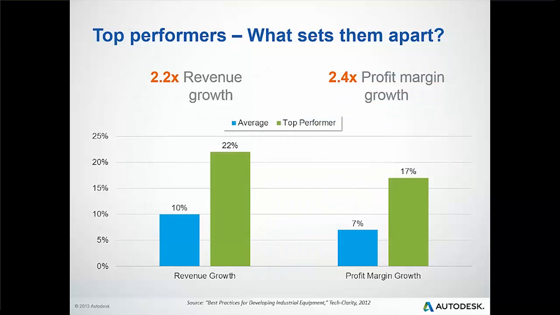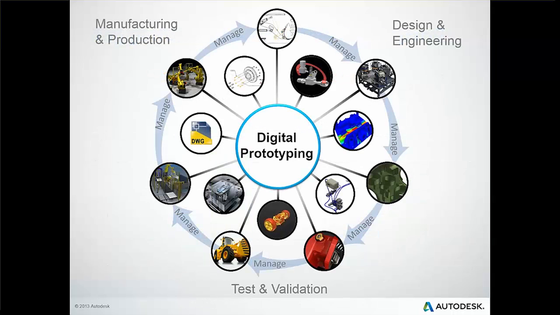The study then focused on the top performing companies and what they are doing to achieve superior financial performance. In this case, the top performers were defined as those companies growing their revenues and profits 2 to 2.5 times faster than the average companies in the study. One common characteristic that stood out clearly is in the product development process.